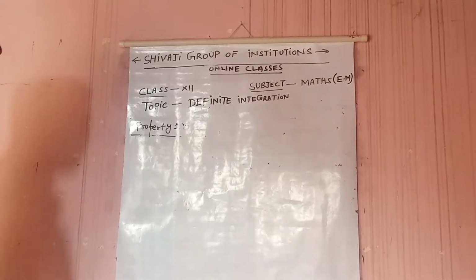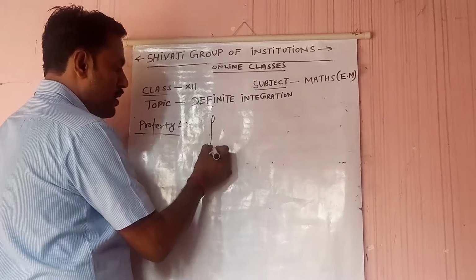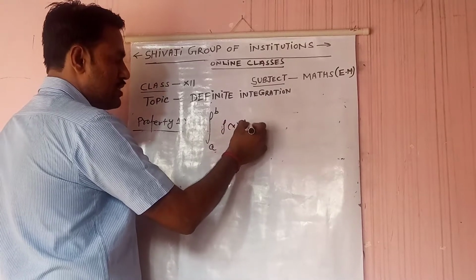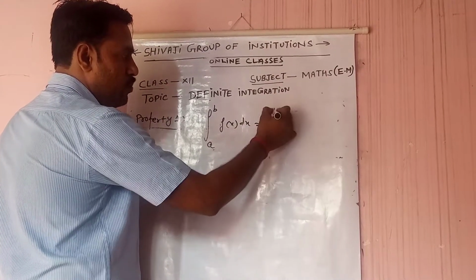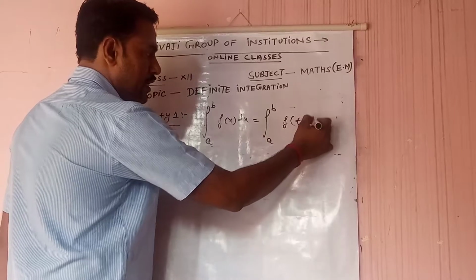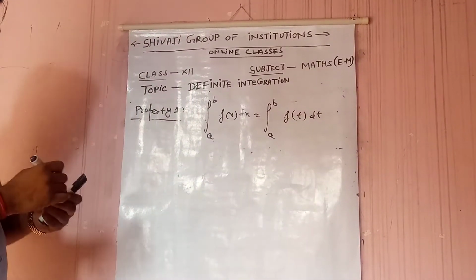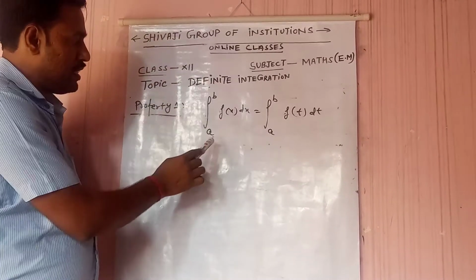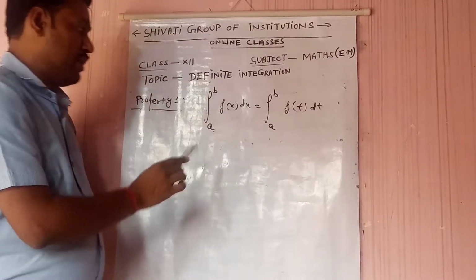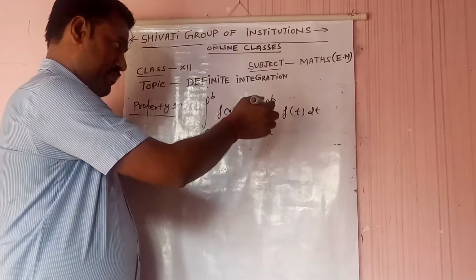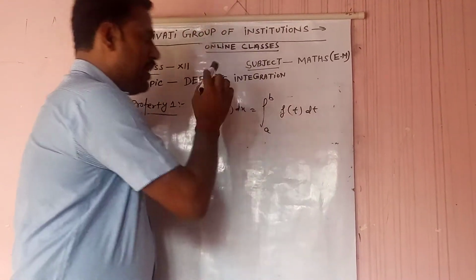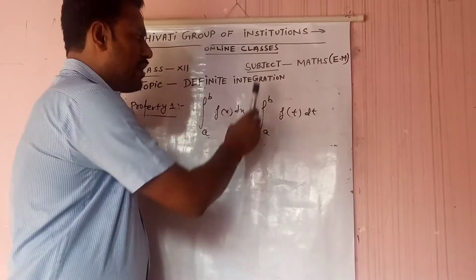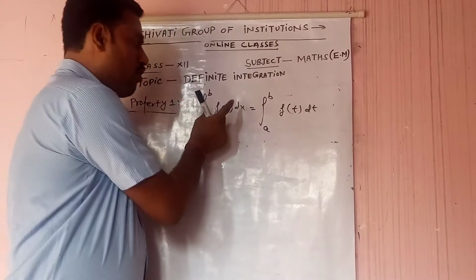What is property number 1? I already told you, property number 1 is integration a to b f(x) dx is equal to integration a to b f(t) dt. It means, students, when any function f(x) is integrated within a given limit, and we integrate with the variable changed but the function is the same and the limit is also the same, then the value of the integration on both sides is the same.